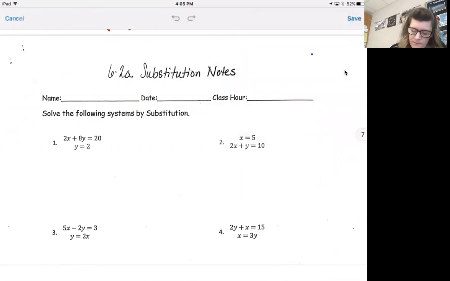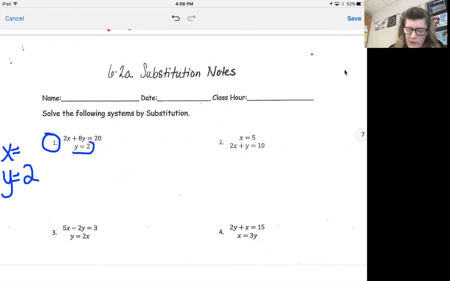Okay, so we have this problem number 1, 2x plus 8y equals 20. That's our first equation. The second equation is y equals 2. Well, we already know what the y is, right? We're supposed to find x and y. We need to have both of those things solved for in order to be done with this problem. We know one of them. We know y is 2.